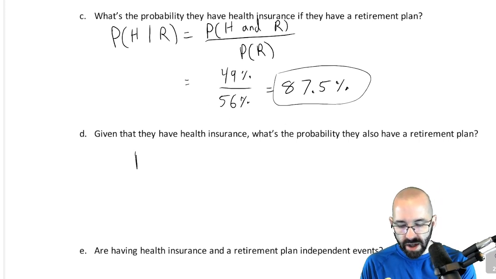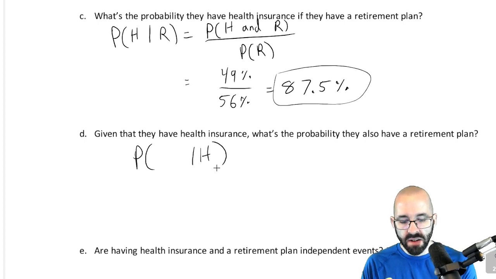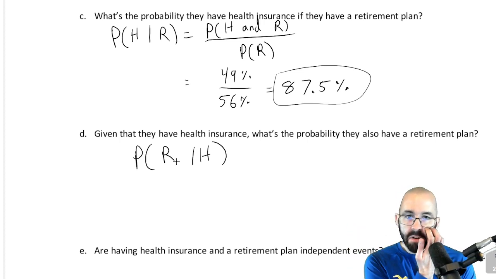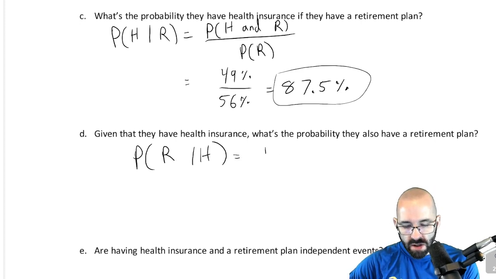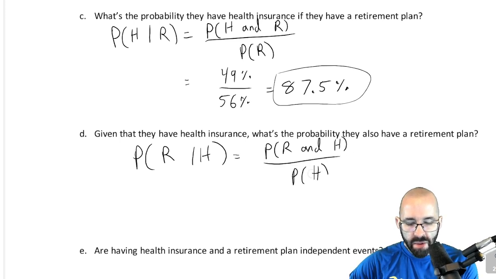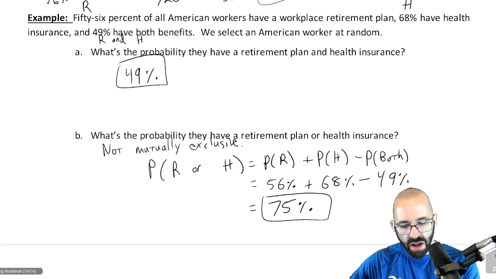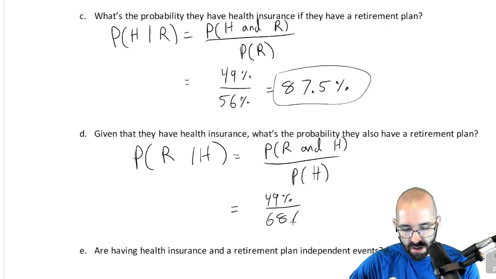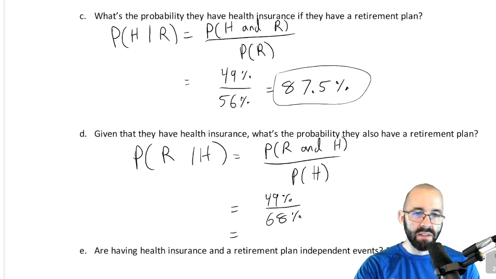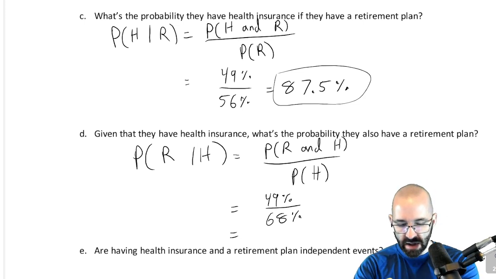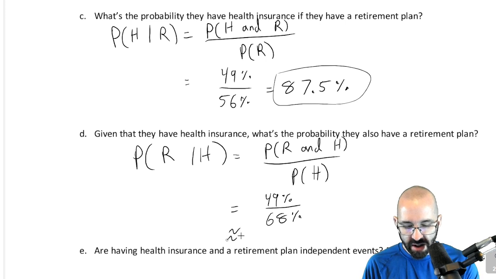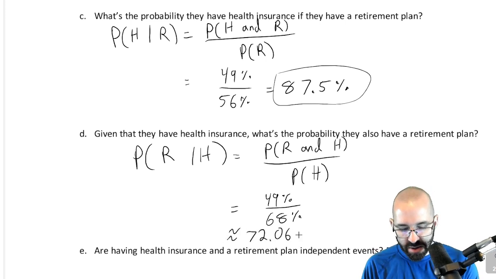Given that they have health insurance, remember, given is what's after the vertical bar. What's the probability that they also have a retirement plan? So very similar, just kind of switched in different language. So the numerator's probability of R and H, which is the same 49% as before. The denominator now is just the probability of H instead. So this is still 49%. Healthcare was 68%. And we can find this out again with a calculator. 49 over 68 is going to, this one is approximate, so we'll use the wavy equal signs. 72.06%.